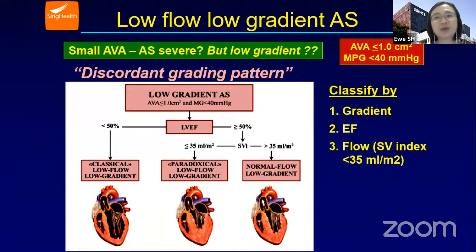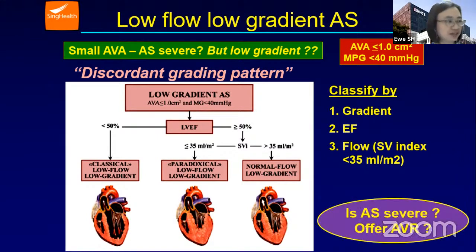It means that you have a discordance: a calculated aortic valve area of less than 1 cm², and however, a mean gradient of less than 40. And this would happen because of the low flow state, because of reduced LV systolic function, or because the LV cavity is too thick that the flow is actually reduced.